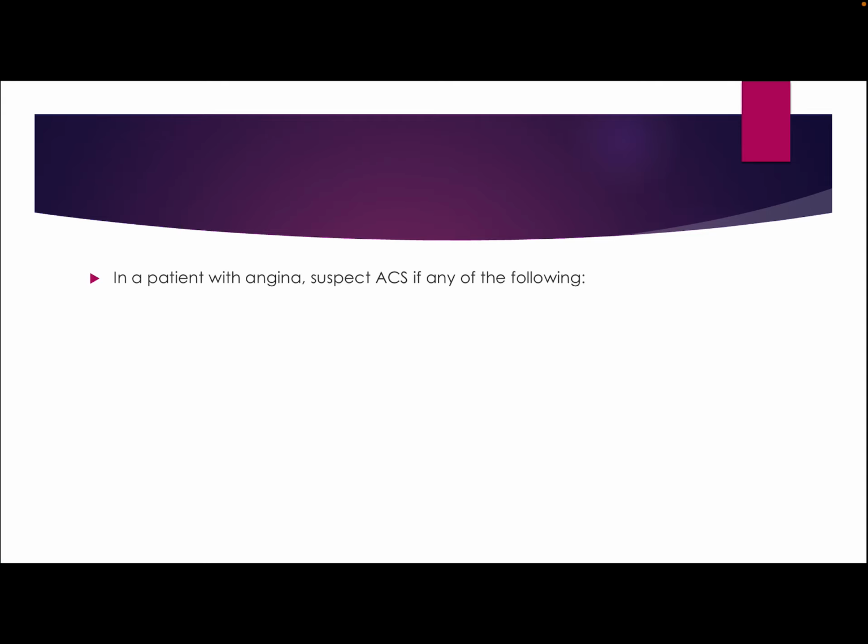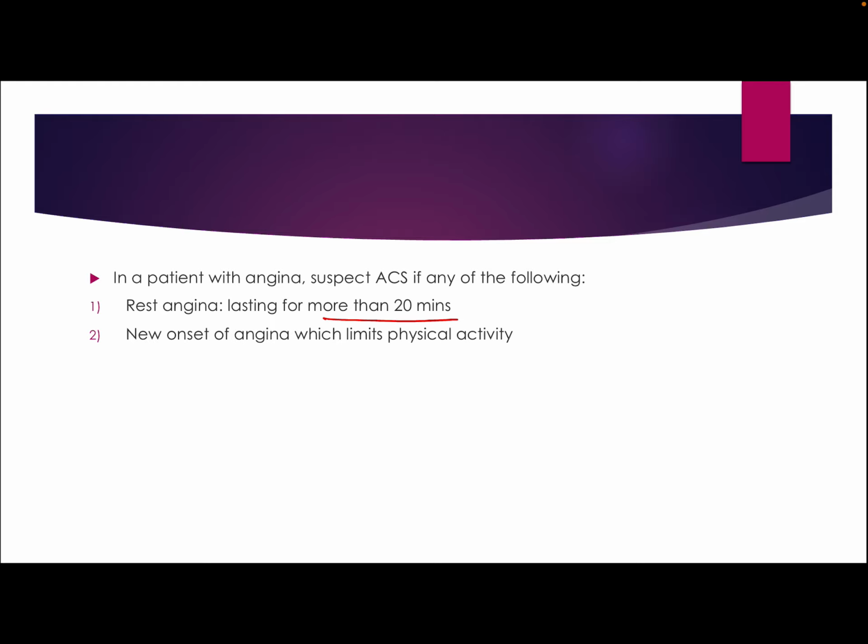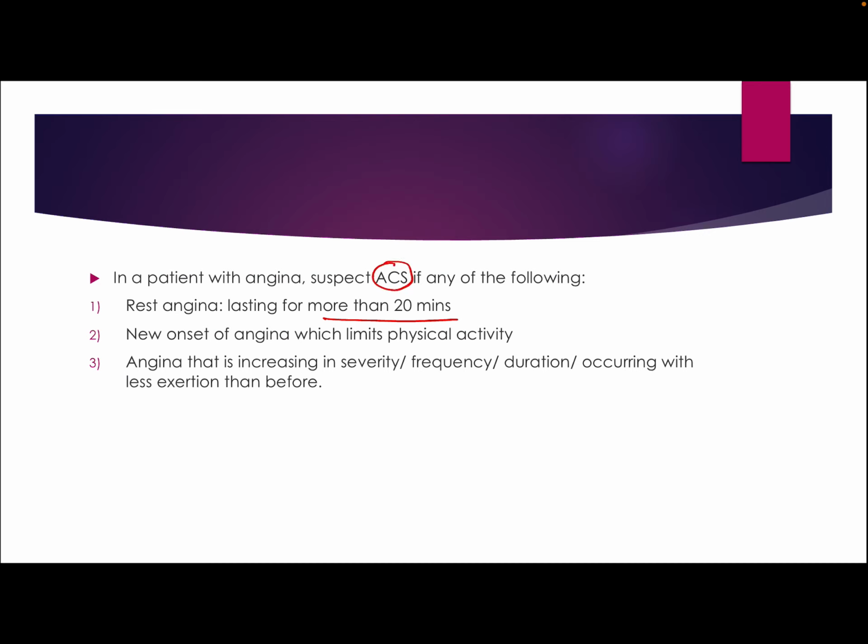Now, in a patient with angina, we have to suspect ACS if any of the following are present. If it's rest angina, that is angina that's present even with rest or very mild activity and lasting for more than 20 minutes. A new onset of angina which limits physical activity. An angina that is either increasing in severity, frequency or duration, or occurring with less exertion than before. So in all these cases, you have to suspect an acute coronary syndrome.